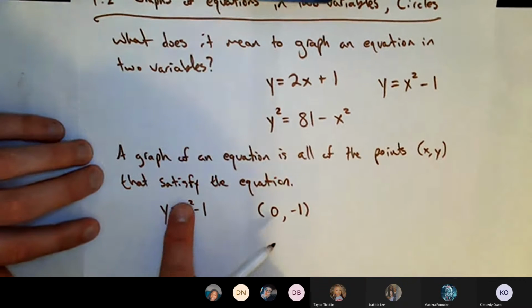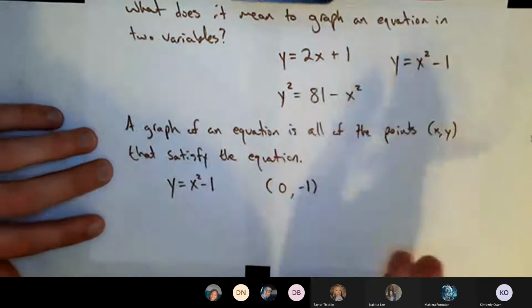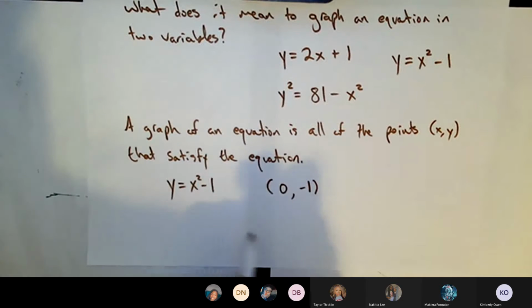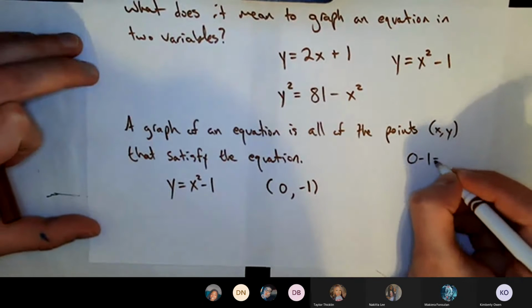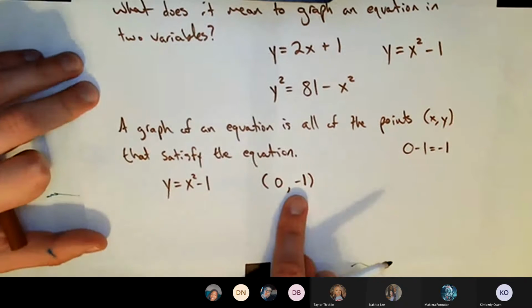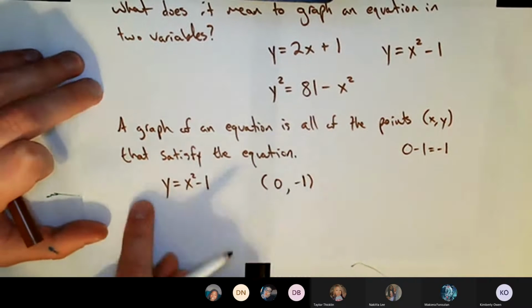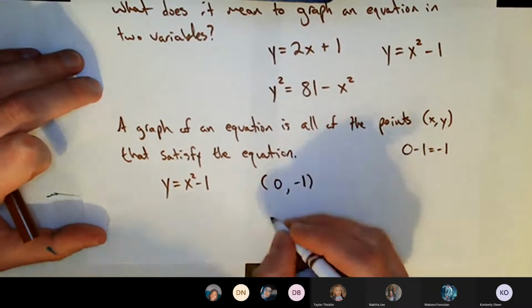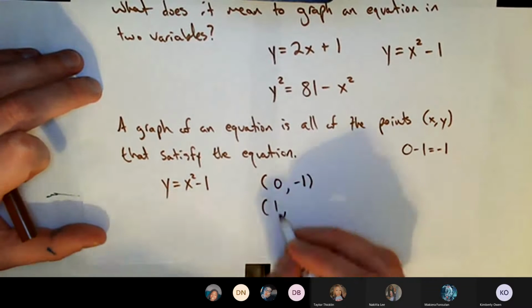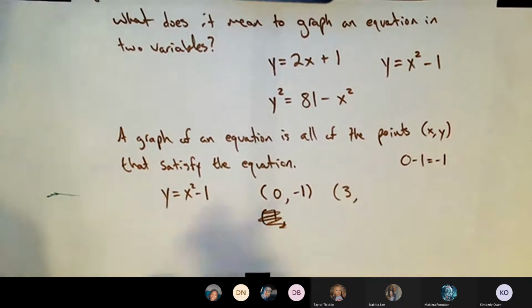But the point is that when I plug in 0, the x term goes away, right? 0 squared is 0, and just keep in mind that 0 minus 1, the negative sticks with the 1 there. So this is one point out of the infinitely many that satisfy this equation. Another point I could say is one. Well, let me give you a more interesting point, like 3. Nikita, what would this one be? If I plugged in 3 for x, what would the output y value be?